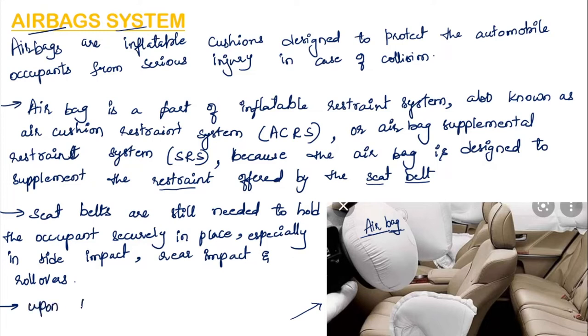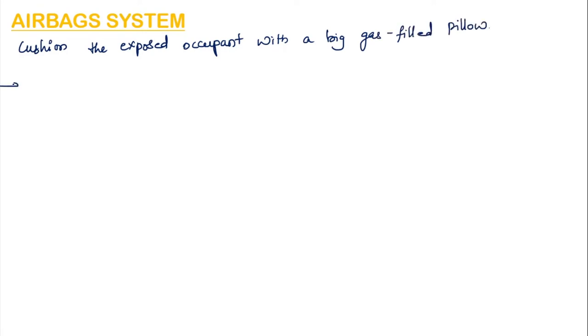So upon detecting a collision, airbags inflate instantly to cushion the exposed occupant with a big gas-filled pillow. So, typically the airbag system consists of an airbag module. This module will contain an inflator or gas generator and an airbag. Then it will have crash sensors, a diagnostic monitoring unit, a steering wheel connecting rod and an indicator lamp.